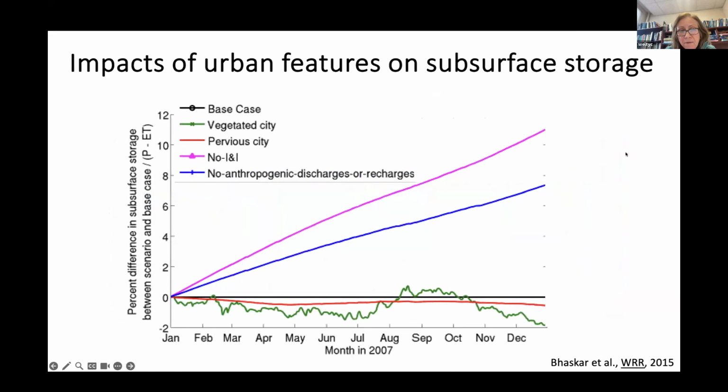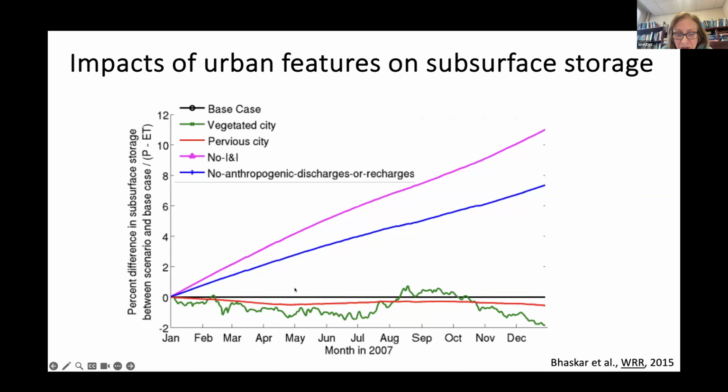This is kind of a busy graph, but what Aditi was interested in is, if she vegetated everywhere, or took impervious surface off and just had natural hydraulic conductivities and got rid of anthropogenic perturbations, how did that change the subsurface storage? So in this graph, this is the percent difference in subsurface storage between the base case scenario, divided by precipitation minus evapotranspiration. P minus ET would be the natural inputs and outputs. So she scaled by that.